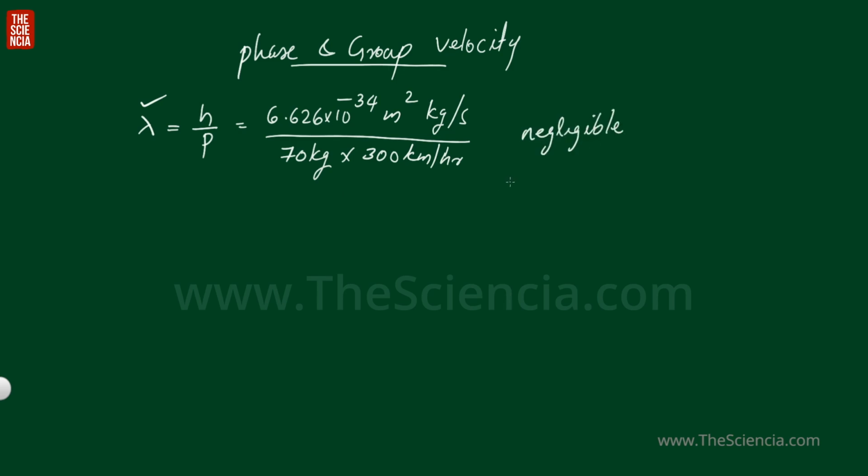But if the moving particle is an electron or something similar, then we know its mass is 9.1 into 10 raised to minus 31 kg. By substituting this value here, you get the associated de Broglie wavelength of the moving electron. That value is not negligible.